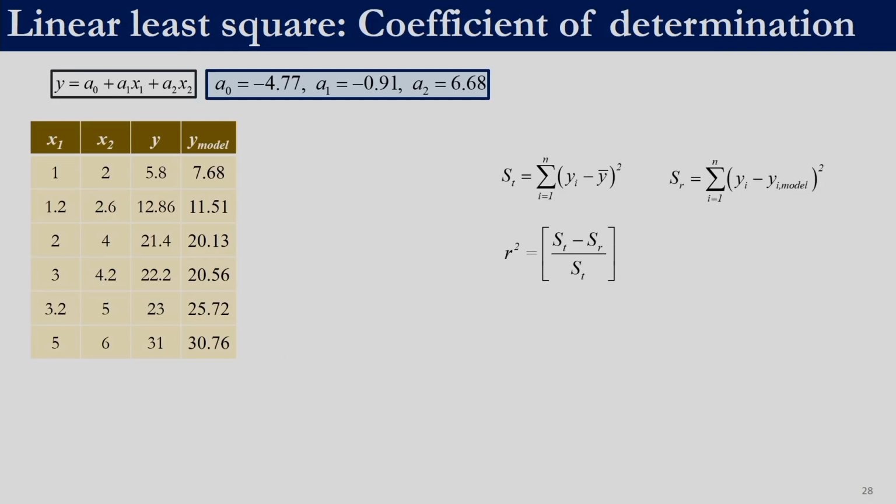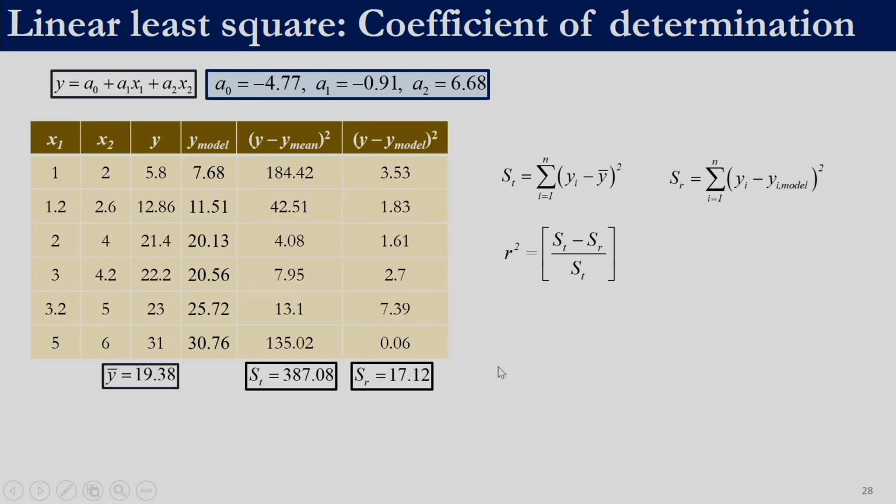Right. So, once we do that, we can calculate the R square, right. Once the model is known, then it is the same thing: y minus y mean the whole square, y minus y model the whole square, and then sum it up, right, and then plug it into this expression, that will give us the R square value.